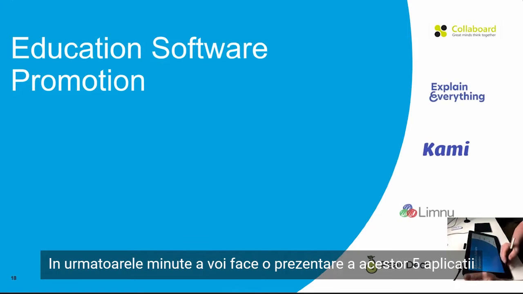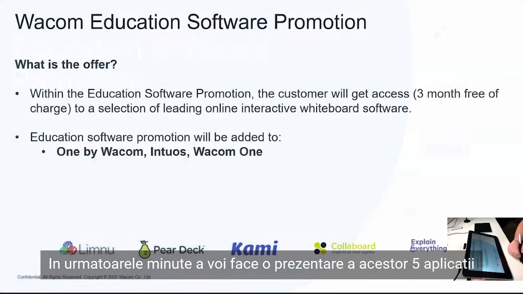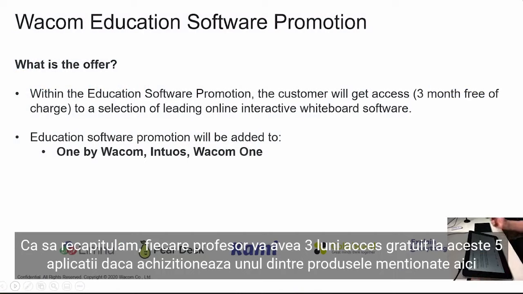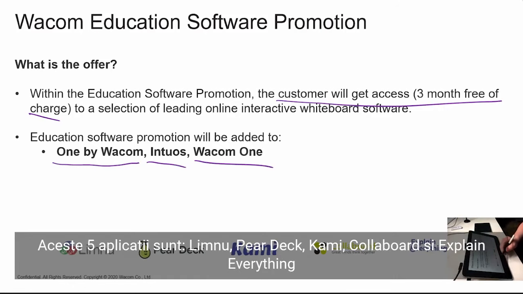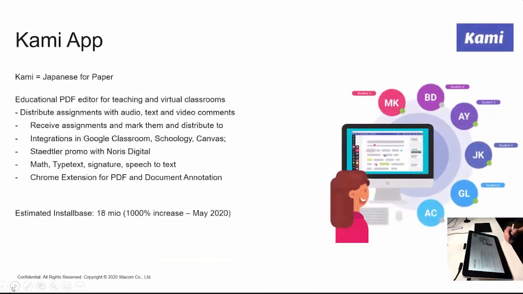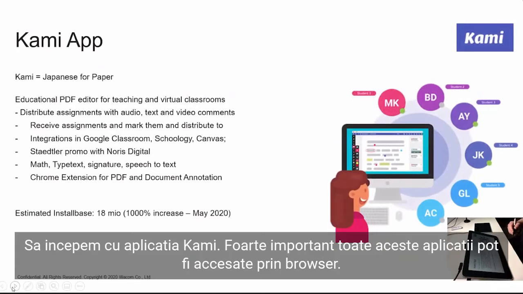So in the next couple of minutes, I want to give you an introduction to these 5 apps and what they do. As said, the offer is that every customer will get free access for 3 months if they buy a One by WACOM, Intuos, or WACOM One product. And these 5 applications are Limnu, Pear Deck, Kami, Colorboard, and Explain Everything. So let's go one by one. Let's start with the Kami app.